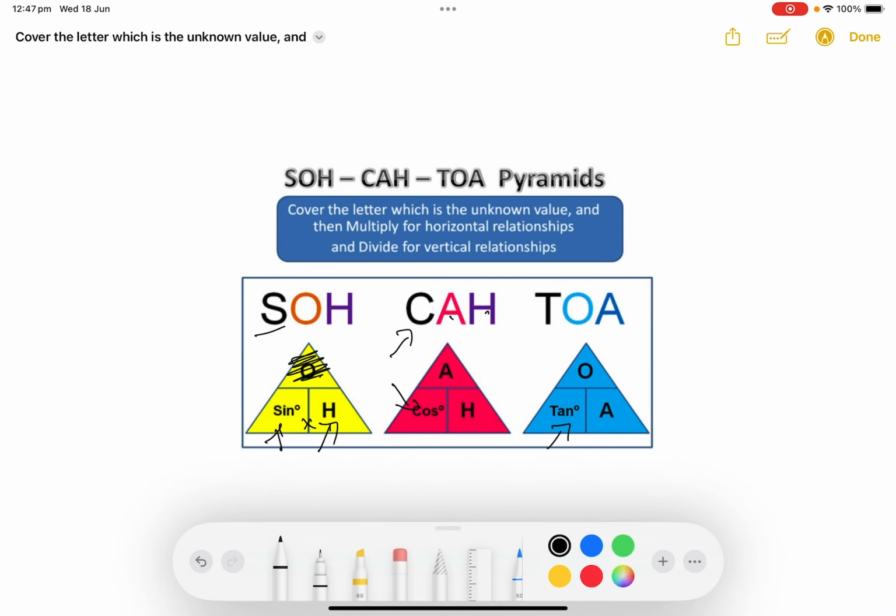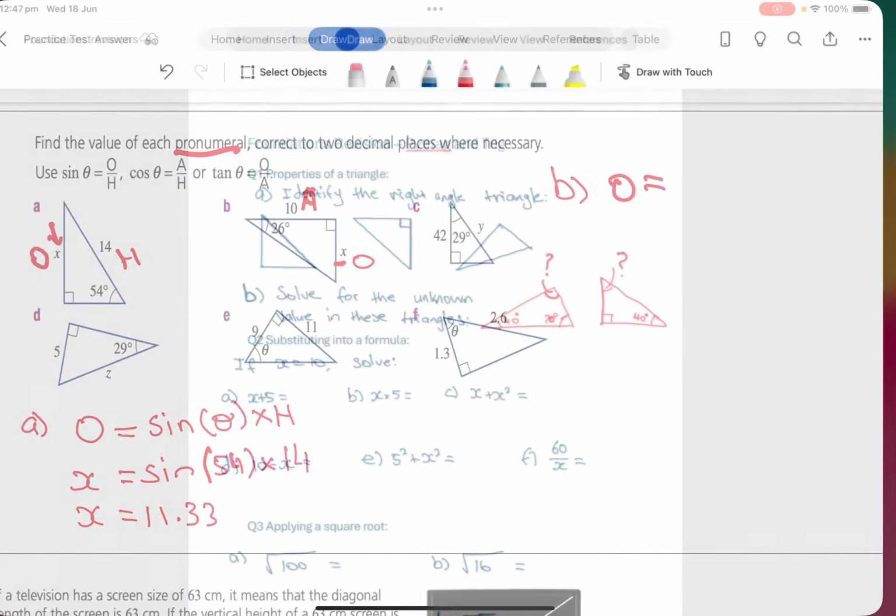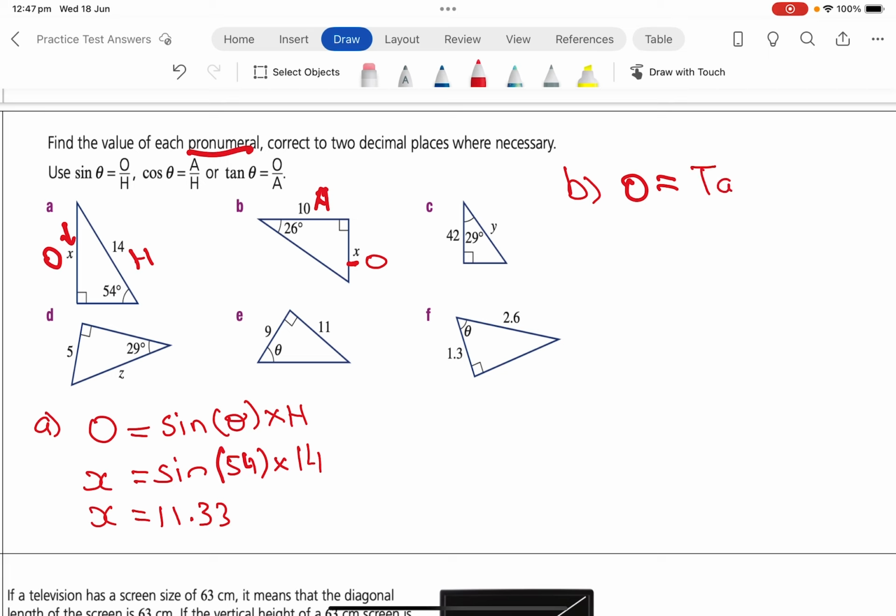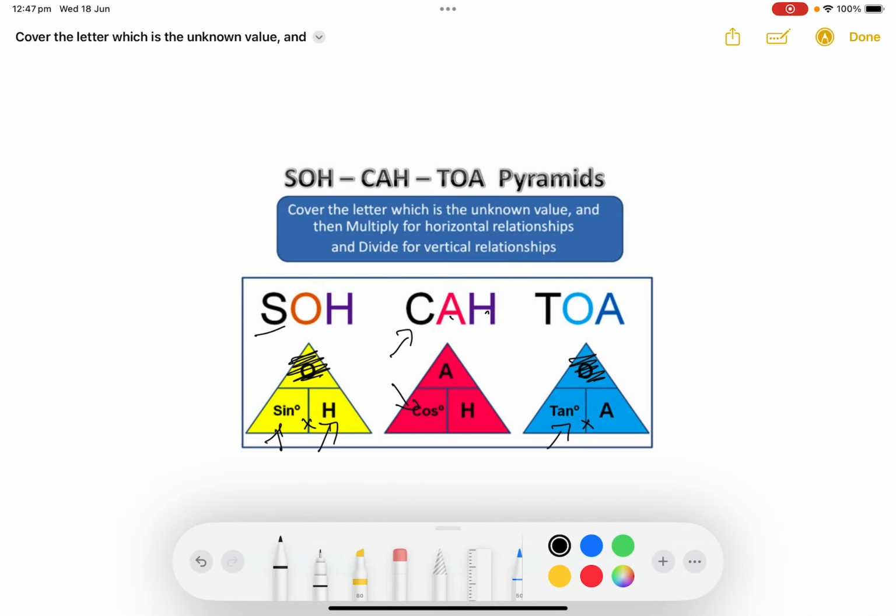Coming back to tan, if I cover the O, I'm left with tan and A, which once again is multiply when it's like that. So we're going to get tan of theta multiplied by the adjacent side. That comes right from this triangle where tan and A are next to each other, being multiplied. The opposite side is X, tan of the angle is 26, and the adjacent side is 10. X is going to be equal to tan of 26 times 10. Put that in the calculator, about 4.88.